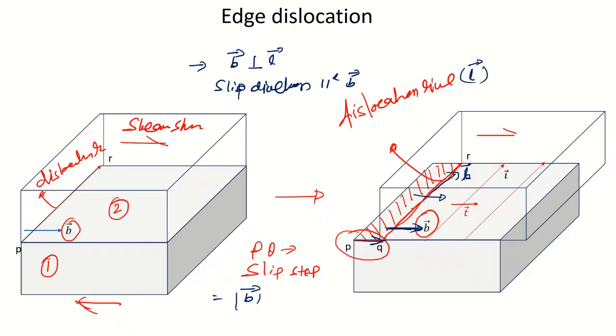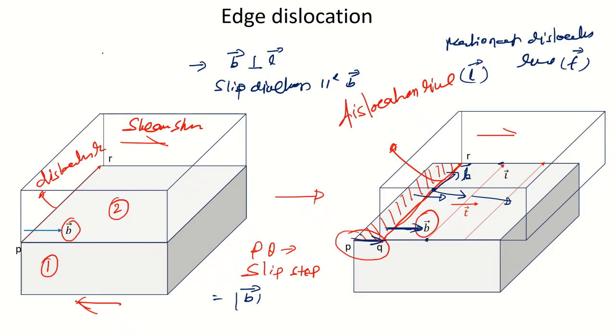So if we apply the shear stress, the material gets deformed and this step is forming. How is this step forming? This step is forming because of the motion of this dislocation line. Initially it is here, it moved from here to here and then here. The motion of the dislocation line is denoted by the vector T.